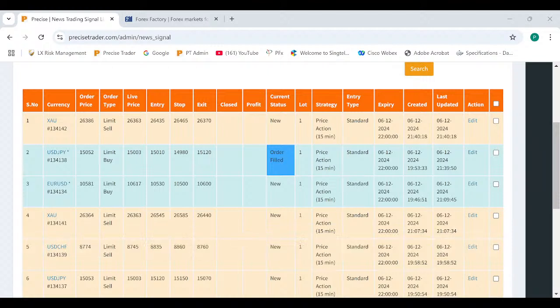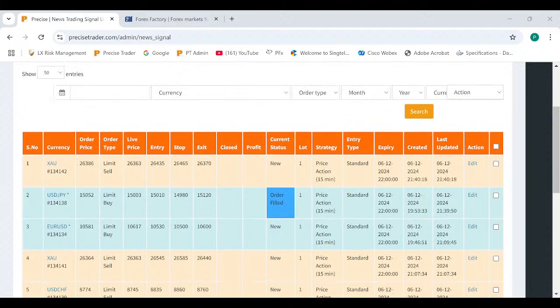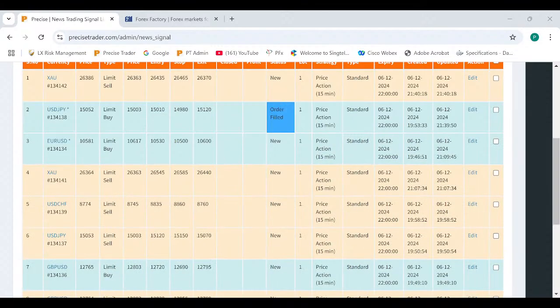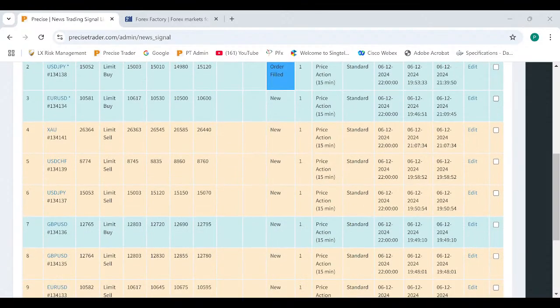Okay, so that 15 minutes is finished. I think gold, we have missed the opportunity. Dollar yen, we are into the trade, but it's still not giving us a good result. So now what we will do is we will try one more. One more is the dollar, sorry, the pound. Okay, pound.